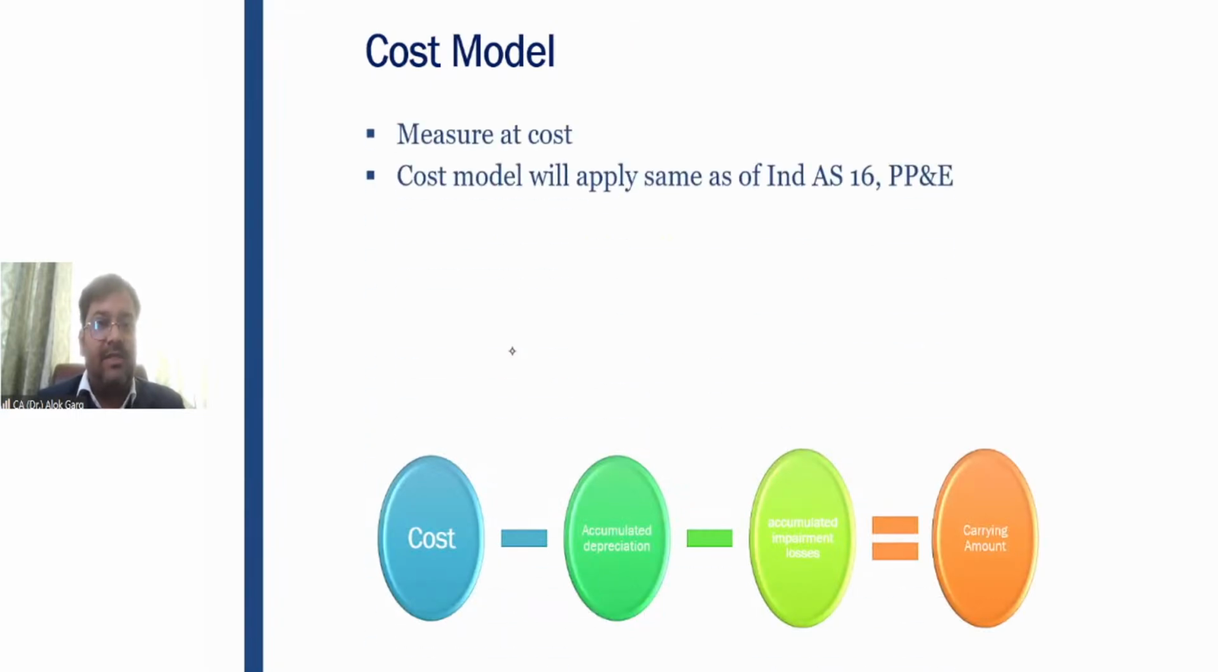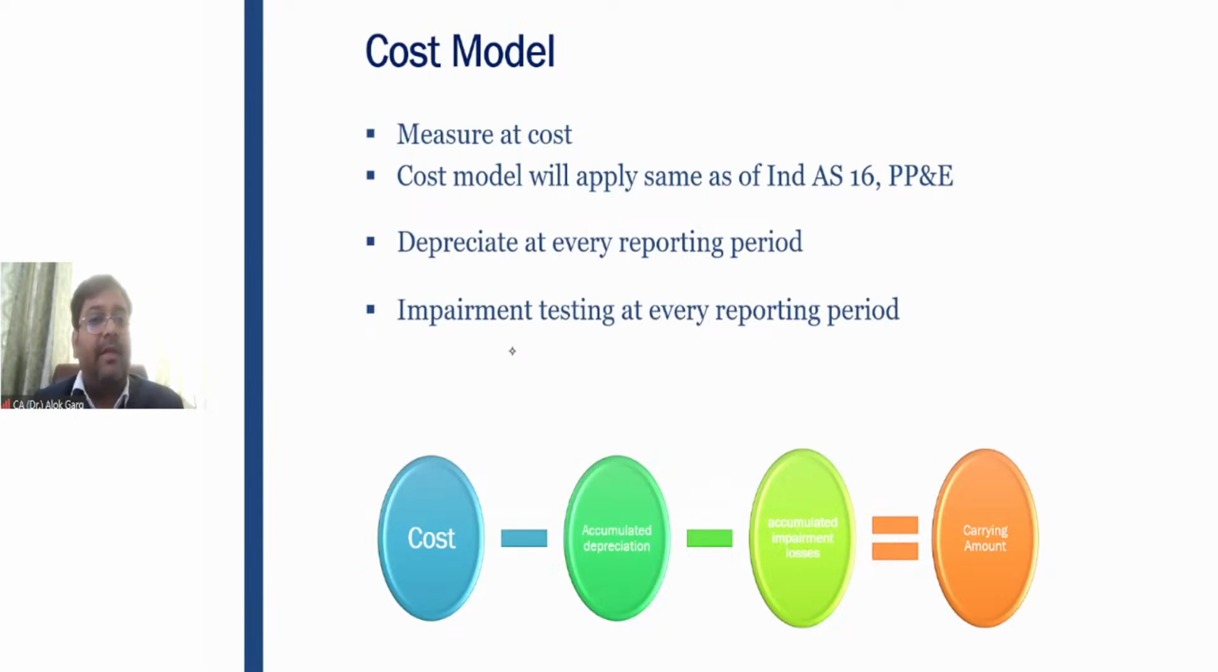Cost model we have discussed. So it has to be measured at cost. Cost model will apply same as of Ind AS 16 PPE. You have to depreciate at every reporting period. You have to check impairment if impairment indicators are there at every reporting period, right? So the same formula: cost minus accumulated depreciation minus accumulated impairment losses is equal to carrying value.